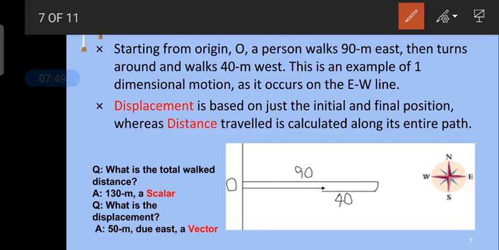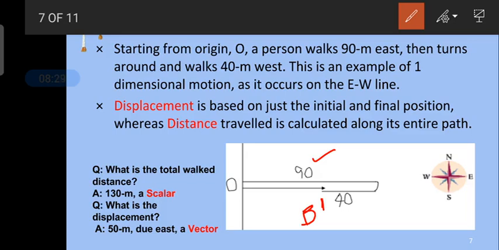From origin O, a person walks 90 meters towards the east, as you all can see. And then what happens? He walks 40 meters to the west. Again, he takes a U-turn and comes to the west and reaches some position, say B. So it has moved 40 meters towards the west, right? In this example, the distance traveled is 90 plus 40, which is nothing but 130 meters. And it represents a scalar quantity because the distance traveled is a scalar quantity, right?